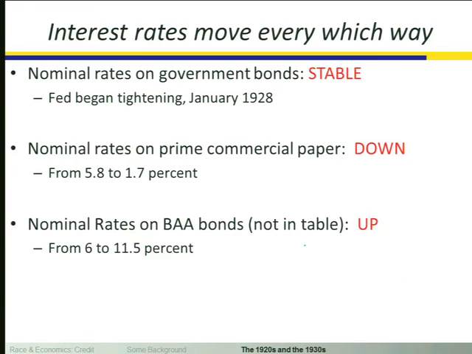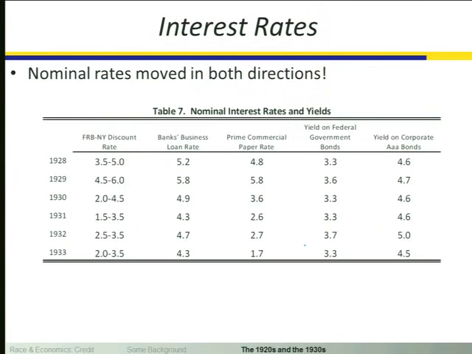Interest rates. Interest rates are going every which way. Some interest rates are stable, so interest rates on government bonds are stable. Interest rates on prime commercial paper are down, but interest rates on BAA bonds are going up. So some interest rates are going up, some interest rates are going down. Table 7 shows you some of these interest rates. So we've got the Fed discount rate, business rates, and so on.